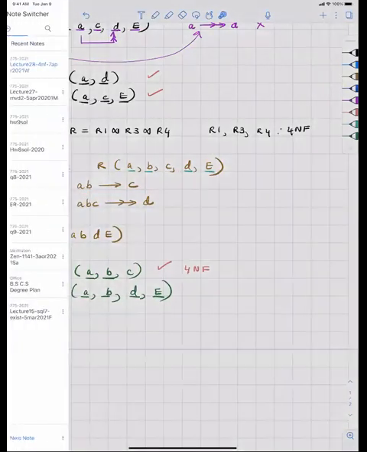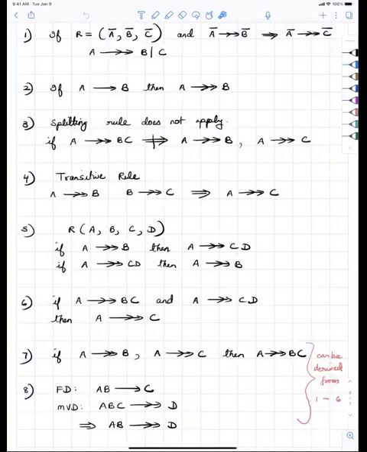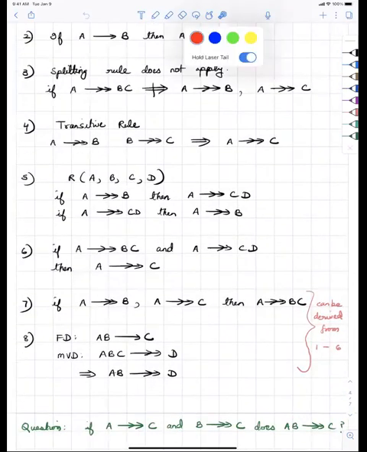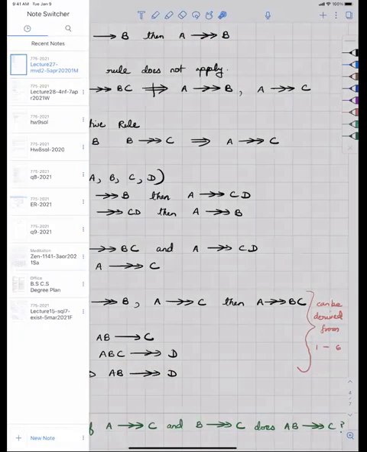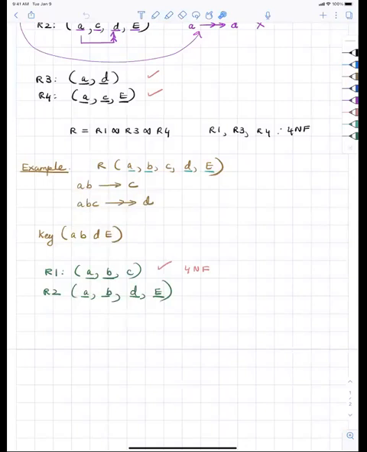So let me just go back to the last lecture again. We have this rule, rule number 8, which states that if you have functional dependency AB goes to C, and then you have a multi-value dependency ABC multi-value determines D, then AB multi-value determines D. So if you go back, we have this scenario in the example. So by rule 8 out here, we have AB multi-value determines D. Therefore, because of this rule, this table is not in fourth normal form.